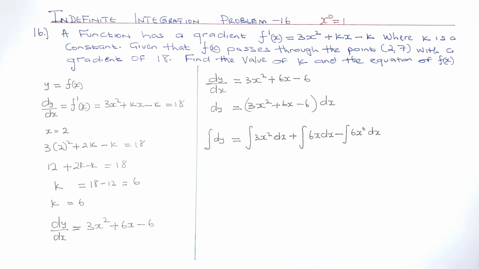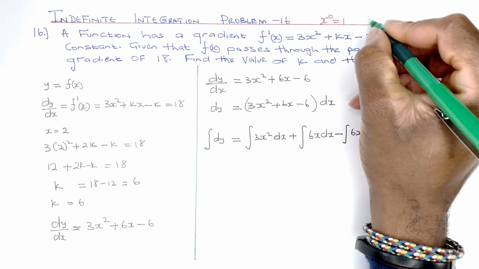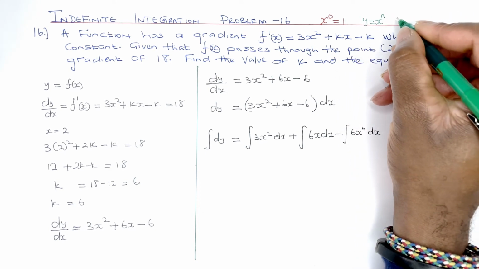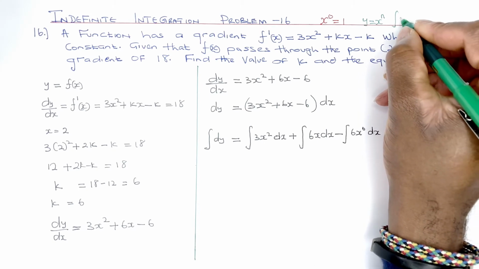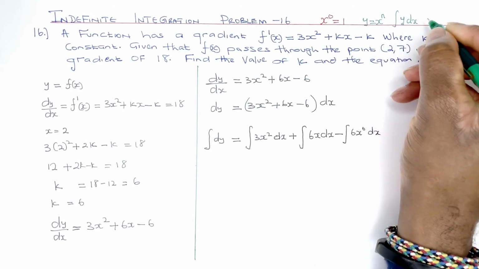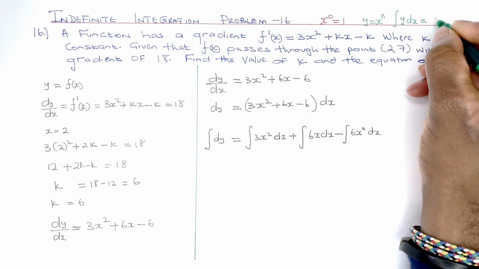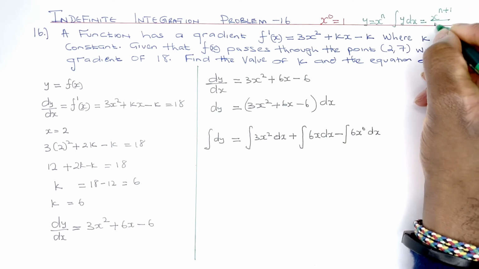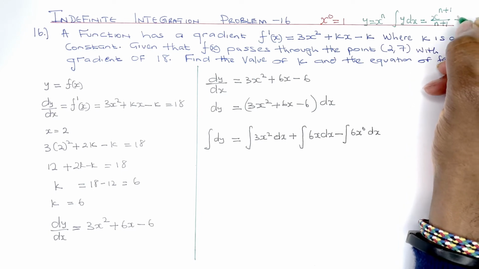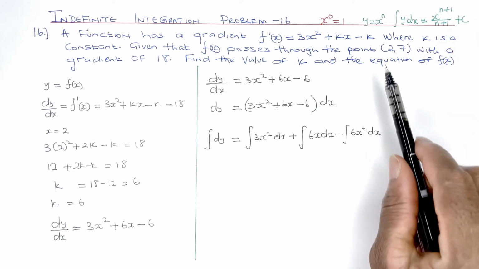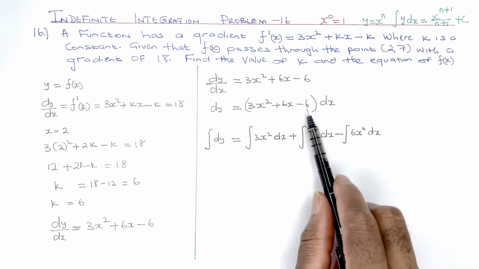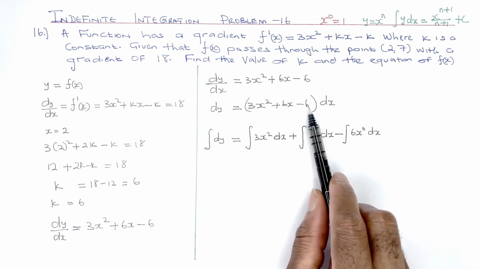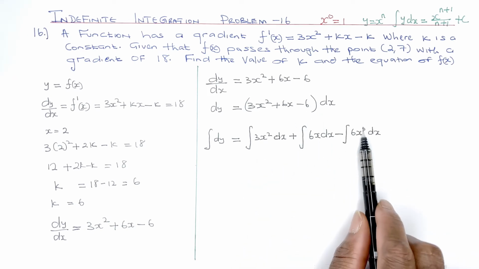The reason we put x to the power 0 is because if y equals x to the power of n, then we can integrate y dx, which will be x to the power n plus 1 over n plus 1, plus c. So we need x to the power of n. 6 doesn't appear to have x to the power of n, but it does: it's x to the power of 0. And that's why we put that in.